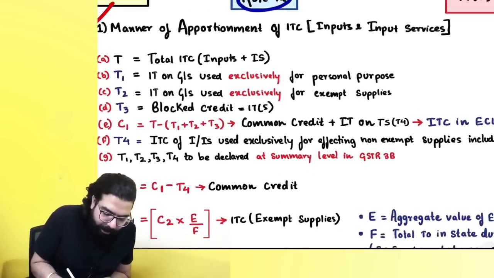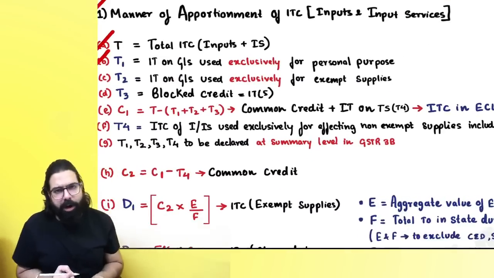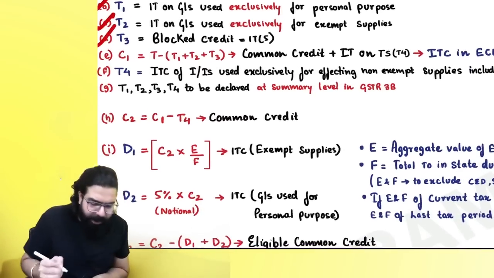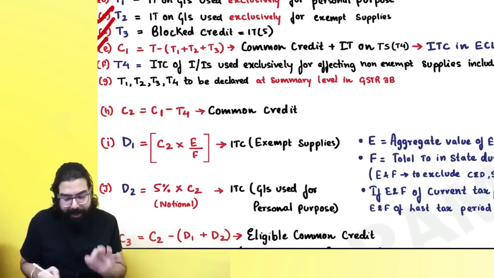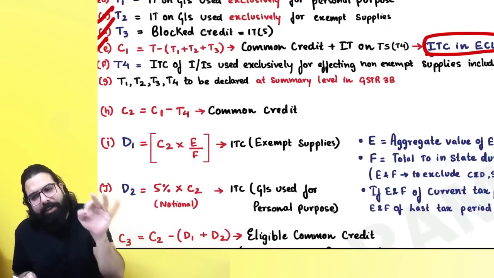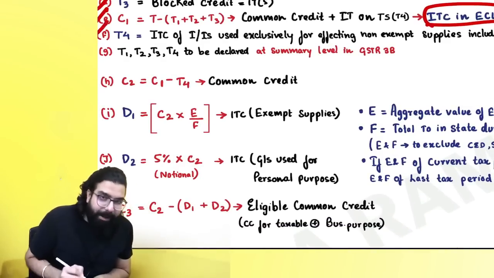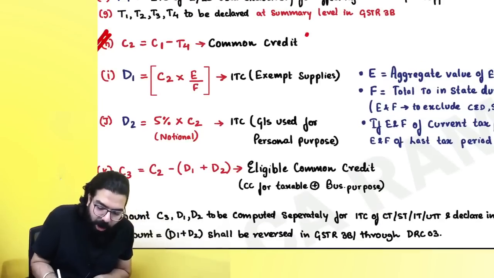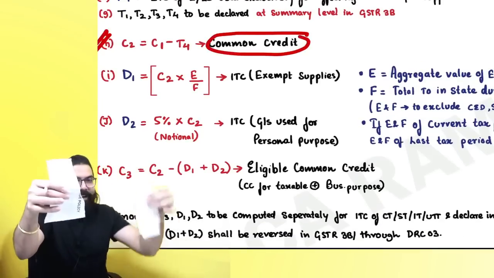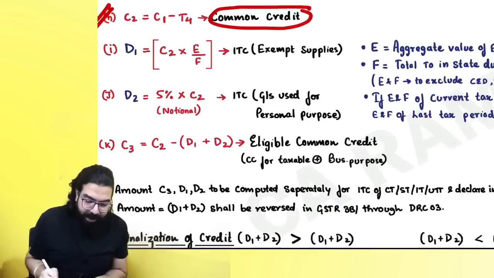Everyone over here, I taught you T. First of all, you have to remove T1, which is for your personal purpose, T2, which is your exempt supply related, T3, which is your block credit. You will get the credit. Please take the credit in your e-credit ledger. Out of this, taxable supply you keep on the side. You will get the common credit, the khichdi. Out of the khichdi, remove D1 and D2 and put it in your output, basically reverse it, and hence D1 and D2.